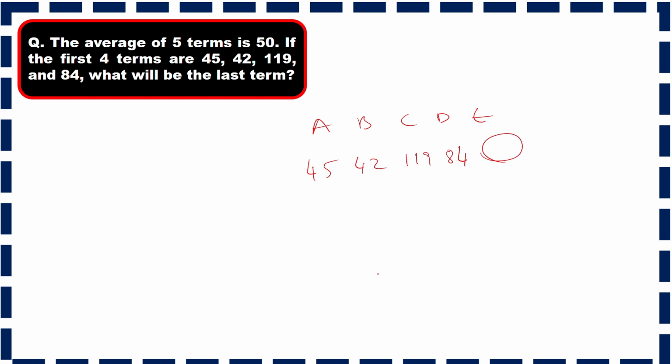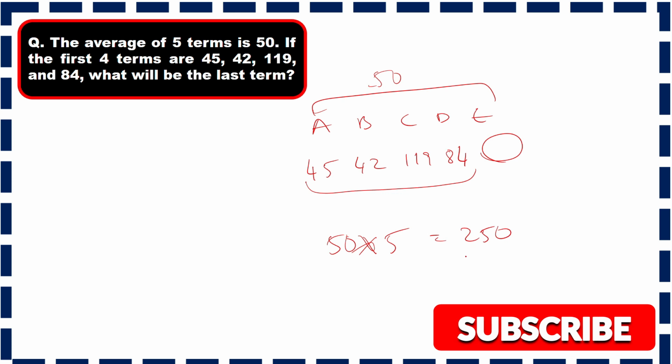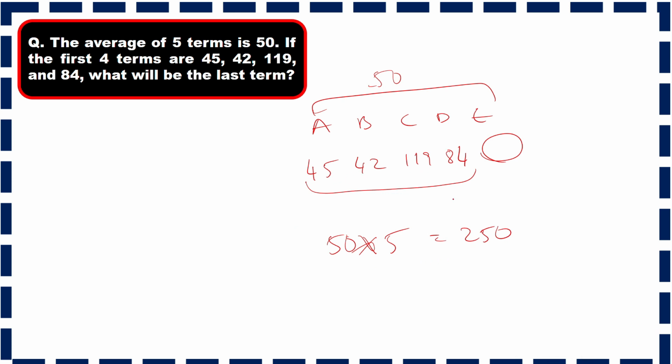So what is the sum of all the terms? The average is already given as 50, right? So the sum is average into total number of quantities, 50 into 5, that is 250. We know the sum of the 4 terms, 45 plus 42 plus 119 plus 84, that is equal to 290. So what is the fifth term now? The fifth term is 250 minus 290, that is equal to minus 40.